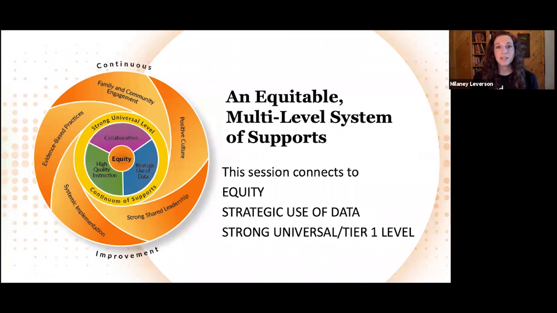All right, so we'll get into it. Again, you've probably seen many of these slides already, but we want to be sure that we're connecting everything that we do in these sessions to the big picture of an equitable multi-level system of support.